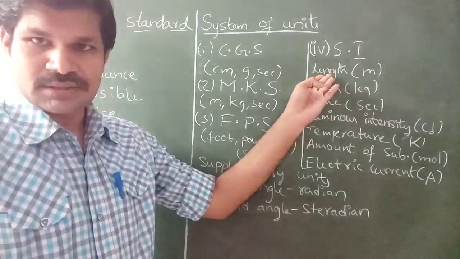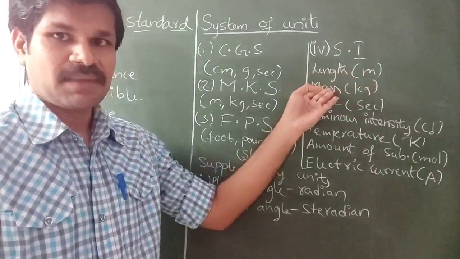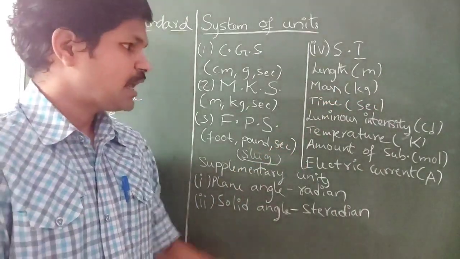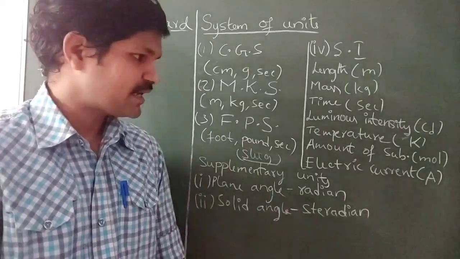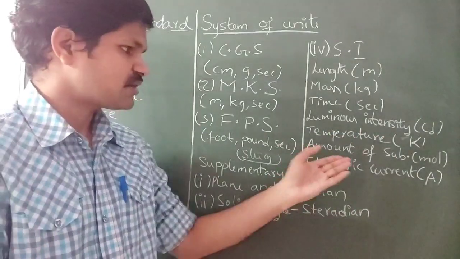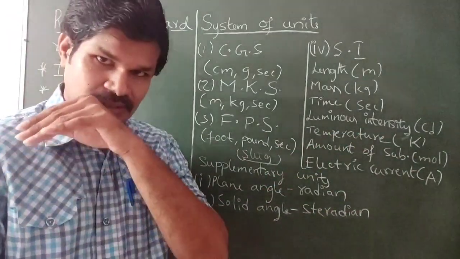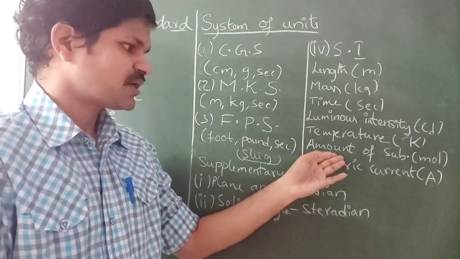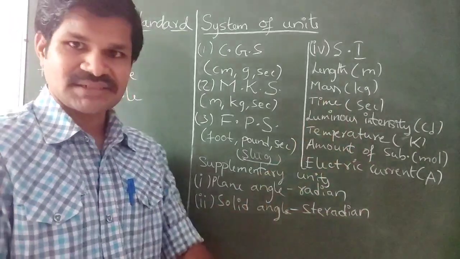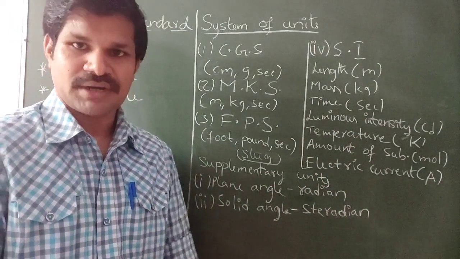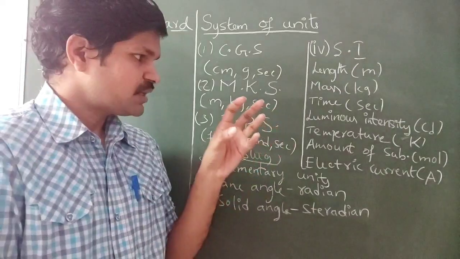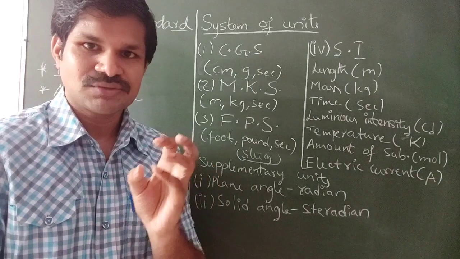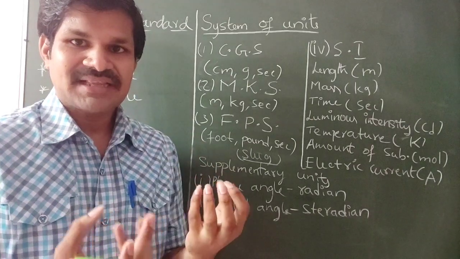They are length, measured in meters; mass, measured in kg; time, measured in seconds; luminous intensity, measured in candela; temperature in Kelvin; amount of substance in moles; and electric current in amperes. You have heard about temperature, amount of substance and electric current, but luminous intensity is somewhat different to you, right?